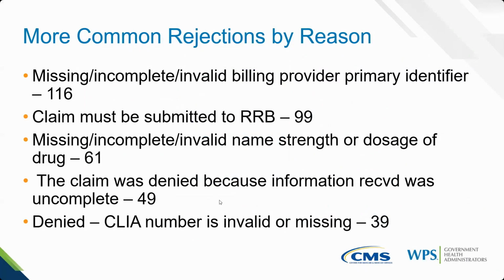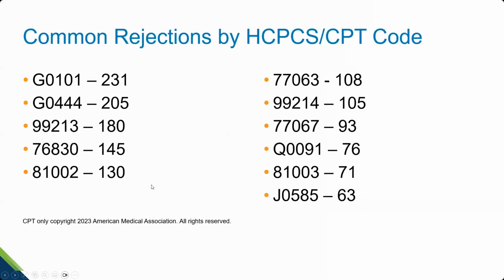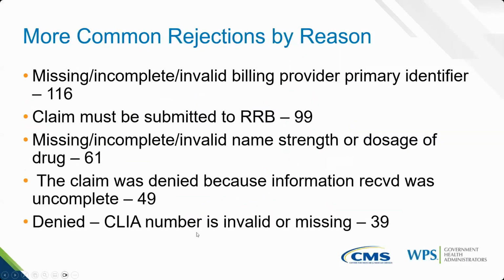Claim denied because information received was incomplete. There's a typo there. I apologize for that. That means the information that we received wasn't complete. We don't have enough information to process that claim. Take a look at that claim. Look what's missing, what it is that's required, and determine what you need to report and resubmit.